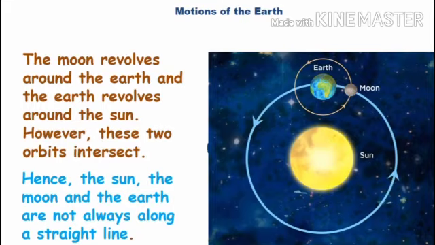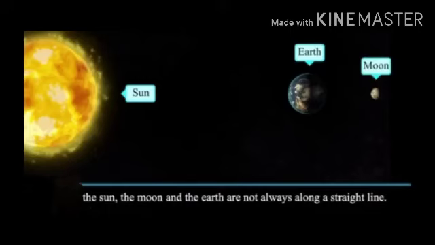The moon revolves around the earth and the earth revolves around the sun. However, these two orbits intersect. Hence, the sun, the moon and the earth are not always along a straight line. They come in a straight line only sometimes. That is, sometimes we experience eclipses, that is solar eclipse and lunar eclipse.